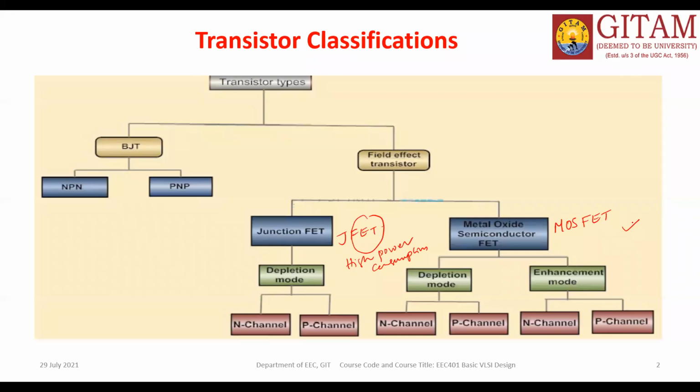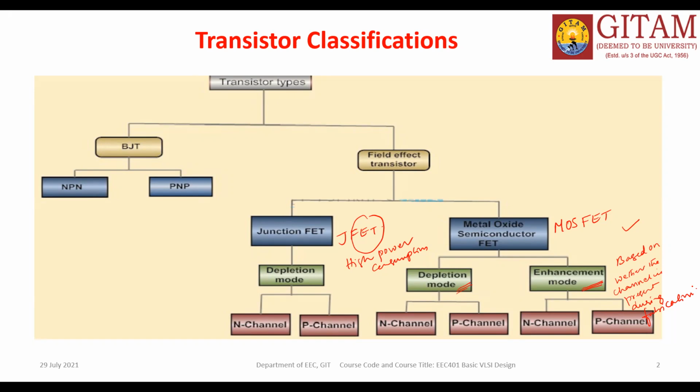MOSFETs are also classified into two types. One is the enhancement mode type of transistor, and the next one is the depletion mode type transistor. This classification is based on whether the channel is present during the fabrication. Very important, during the fabrication. What do we mean by the fabrication? We will see later on. So depending upon whether the channel is present during the fabrication or not, the MOSFET can be classified into either enhancement mode or depletion mode.